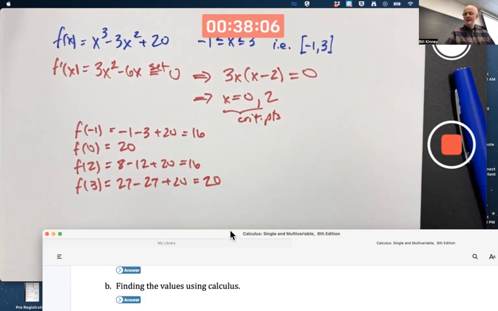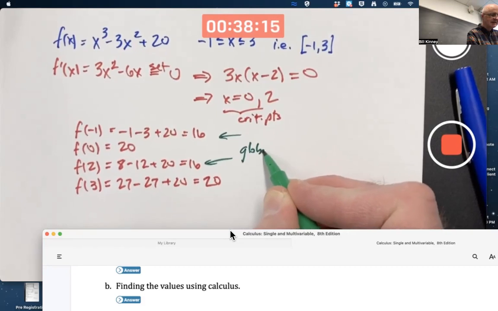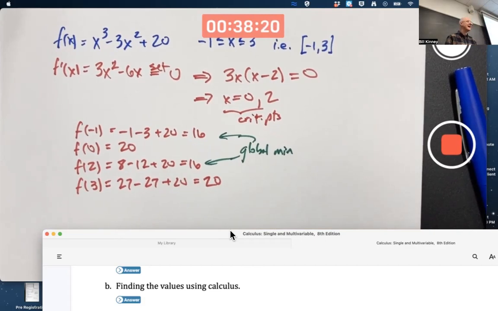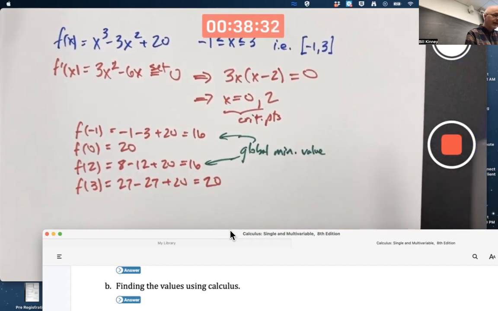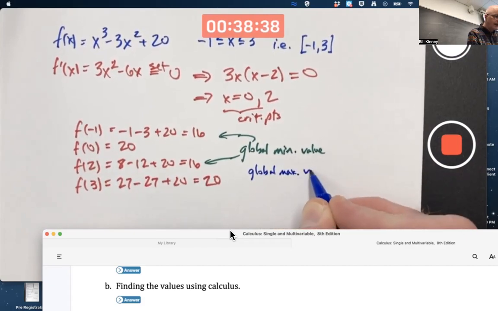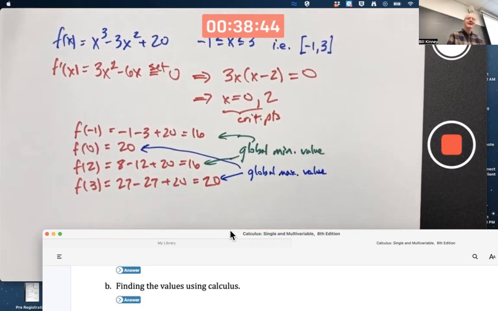Okay, something a little strange happened with this particular function and this particular interval. The global max and global min both occur at two values of x. The global min output is 16. It occurs at both the left endpoint, x equals -1, and the second critical point, x equals 2. I'll put the word value in here as well to emphasize, I like to use the word value. And the global max value is 20. And that also happens to occur at two spots, x equals 0, the first critical point, and x equals 3, the right endpoint.